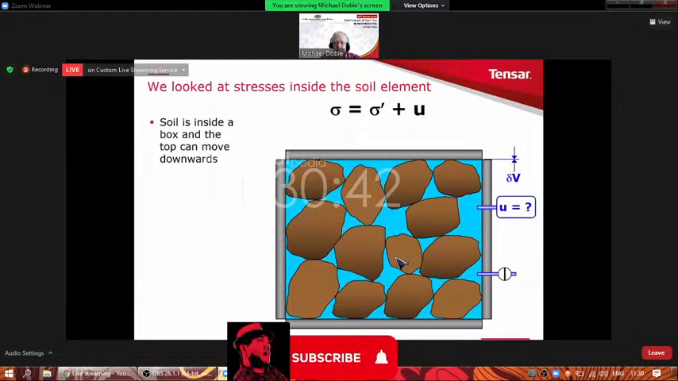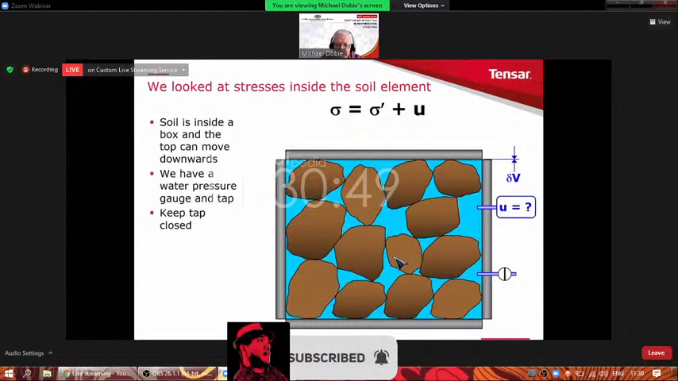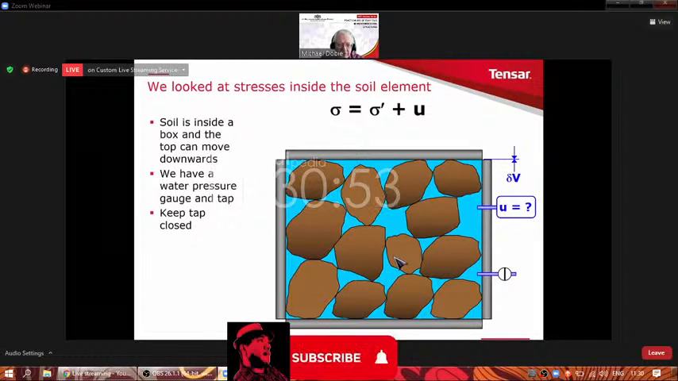And we then looked at the case of applying a load to it. Before I get there, just to mention, we also have over on the right-hand side there, a gauge to measure pore pressure, the U, and we also have a tap.